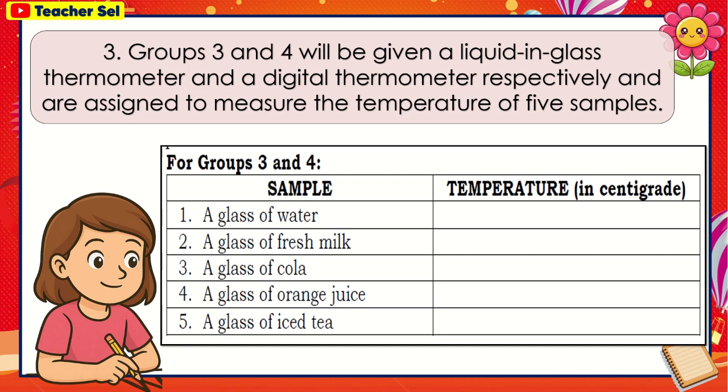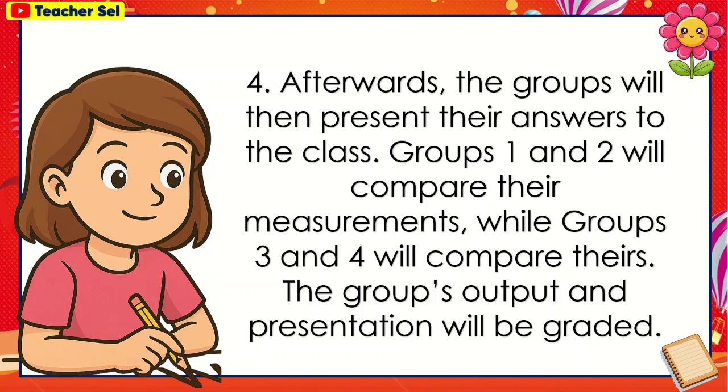Groups 3 and 4 will be given a liquid in glass thermometer and a digital thermometer respectively and are assigned to measure the temperature of 5 samples. For the samples, a glass of water, a fresh milk, cola, orange juice, and iced tea. Write the temperature in centigrade. Afterwards, the groups will then present their answers to the class. Groups 1 and 2 will compare their measurements, while groups 3 and 4 will compare theirs. The group's output and presentation will be graded.